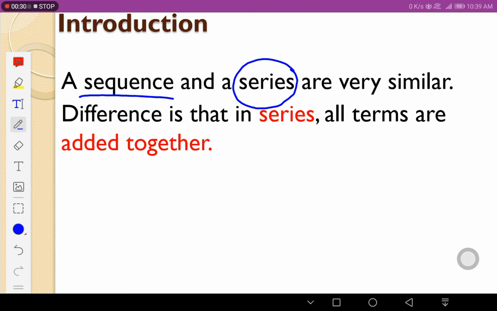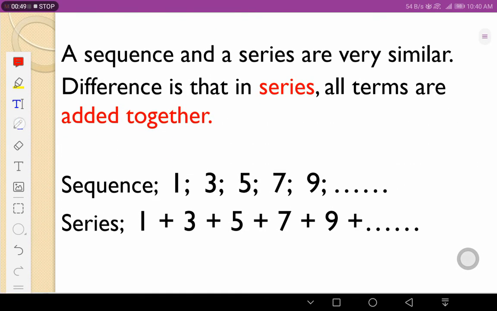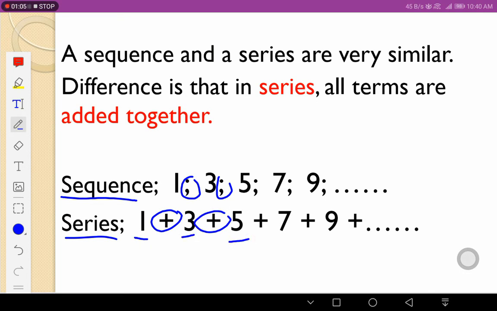When we look at sequences and series, these two are basically similar. The difference is that when we talk about series, the terms that we have in a series will be added together. I can have an example here where I have a sequence which has got some commas. Then when we have a series, we are introducing the addition sign. So we'll have 1 plus 3, plus 5, and so on. So this becomes a series.